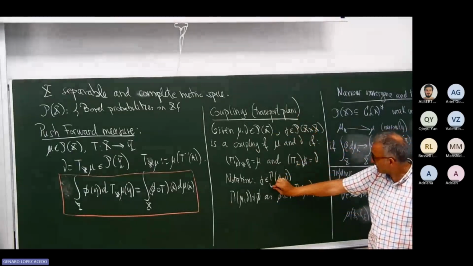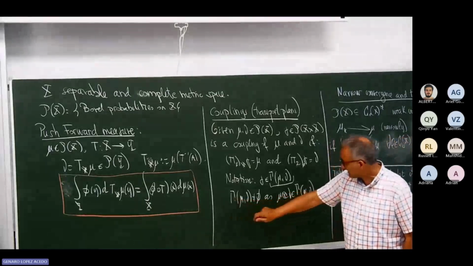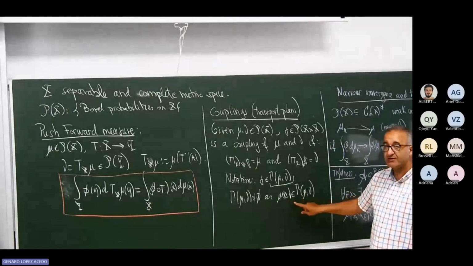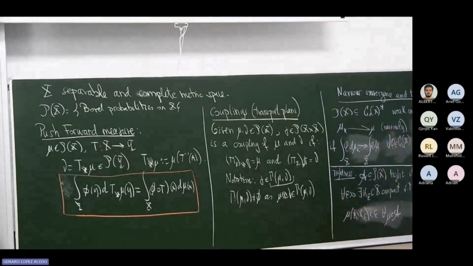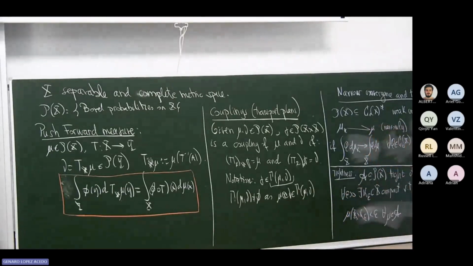The set of all the couplings is noted as capital Gamma of those two measures. And we always have, as we showed last week, that set is not empty because at least we have the product measure of mu and nu, right? That's something very important. Then we will recall the layout of optimal transport. That will be later.